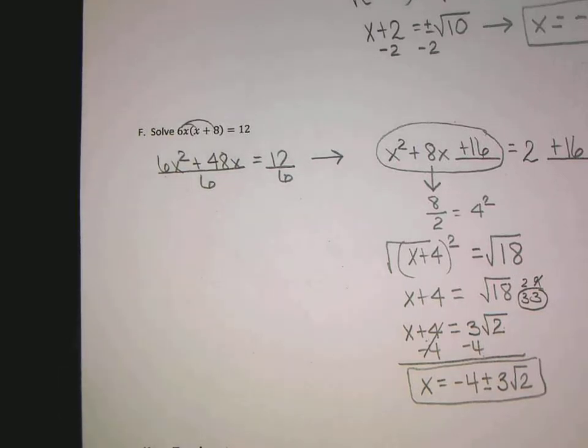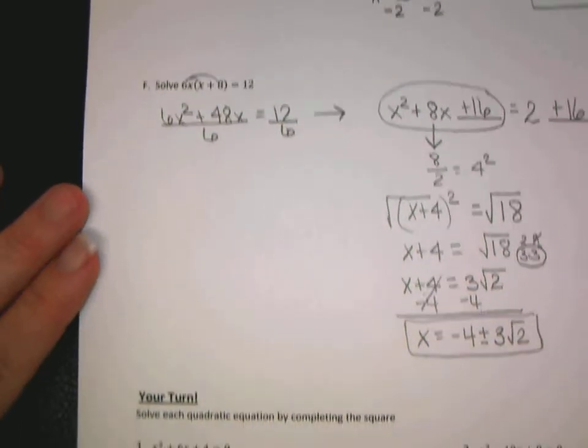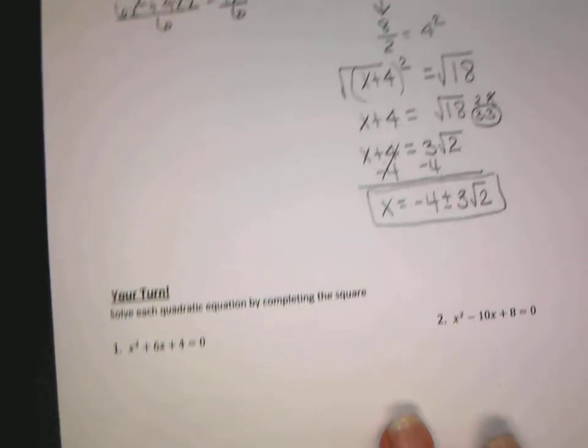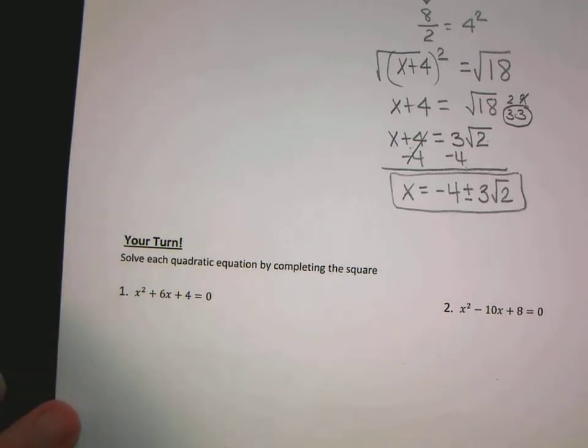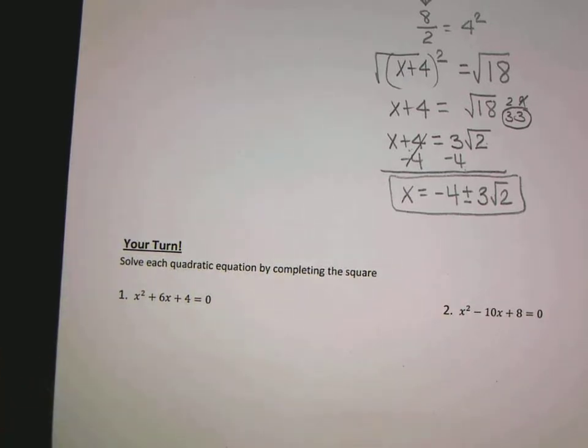All right. What I want you to do now is go on to the your turns. On the your turns, you're going to need to work those out. When you get done, go ahead and hit play again. I'm going to change my papers out because I've already done them, and that way I don't have to keep explaining them to you and do them again. So go ahead and hit pause. When you come back, it's going to look a little different than it does now.